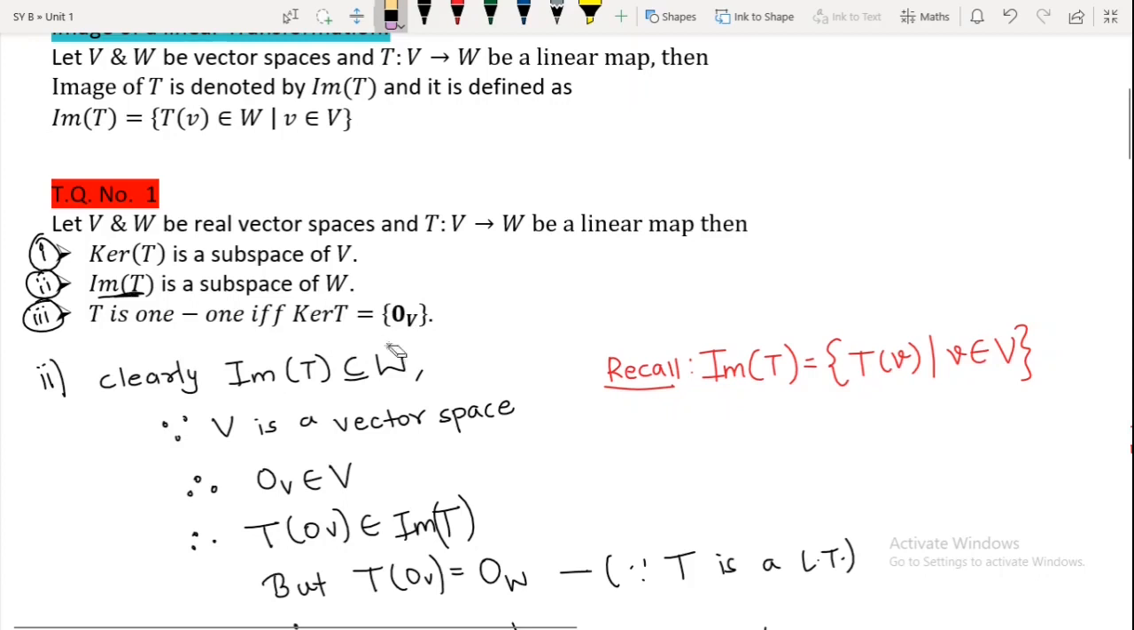Even if we only show that kernel of T is the singleton {0}, that is enough to prove T is 1-1. In some cases proving T is 1-1 becomes difficult. So in those cases we will prove kernel of T is the singleton {0}, and in some cases in order to show kernel of T is the singleton {0}, even if we show T is 1-1, that will also work. But remember, this is true if T is a linear transformation. Okay, so that's all.